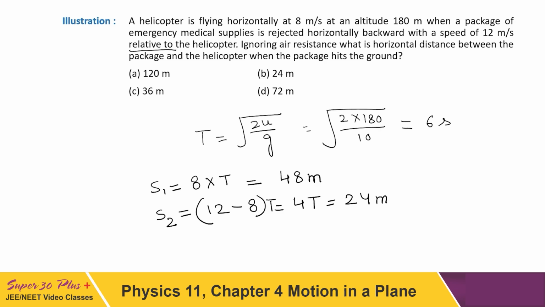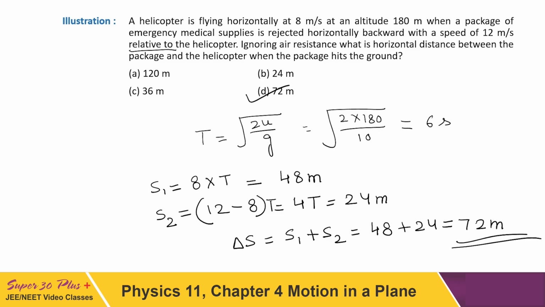And they have been displaced in different directions, in opposite directions. So the separation between the helicopter and the package, delta S, will be equal to S1 plus S2. On substituting these two values, it will be 48 plus 24, which is equal to 72 meters, which is our option number D. That is the desired result.